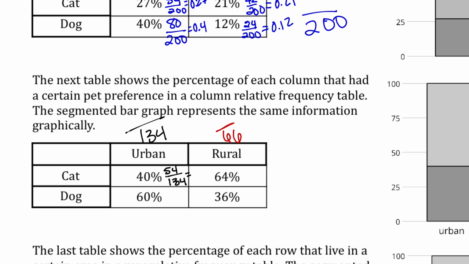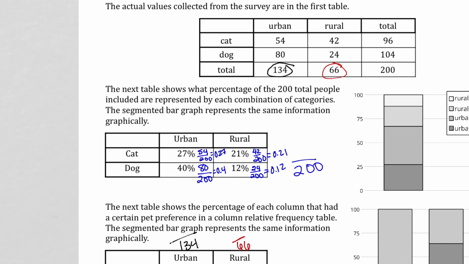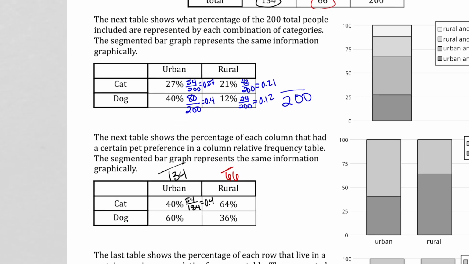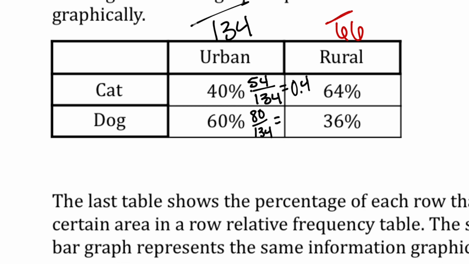Let me verify that with my calculator. Make sure I got it right. We're going to have 0.4. It keeps going after that, but we're just going to say 0.4 for this one. Okay, so then I'm going to go back up and see that I got 80 for my dogs. So we're going to divide 80 by 134 and plug that into my calculator. And we're going to get 0.597. That's going to round up to be 60%.